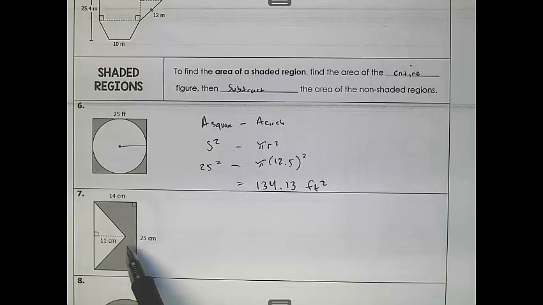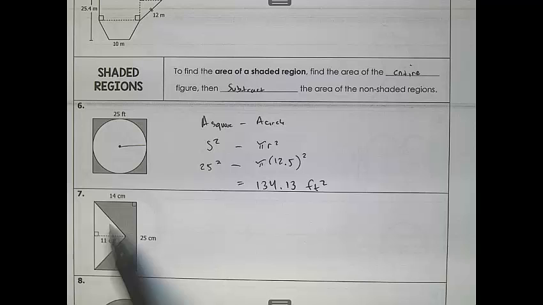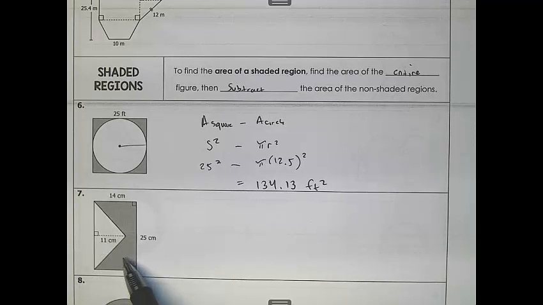Okay, this one, we'll skip this one. This one's pretty straightforward. You're just going to do the area of the rectangle minus 2 triangles, or one big triangle if you prefer. So shouldn't be too challenging.